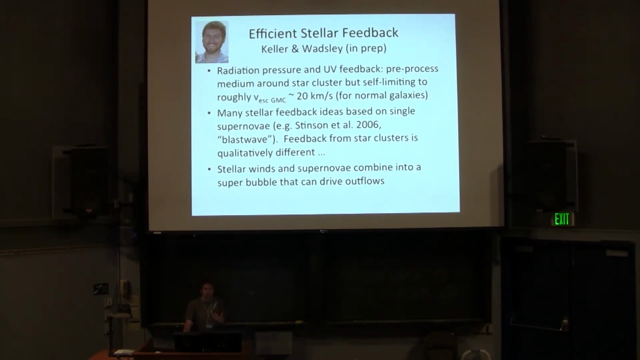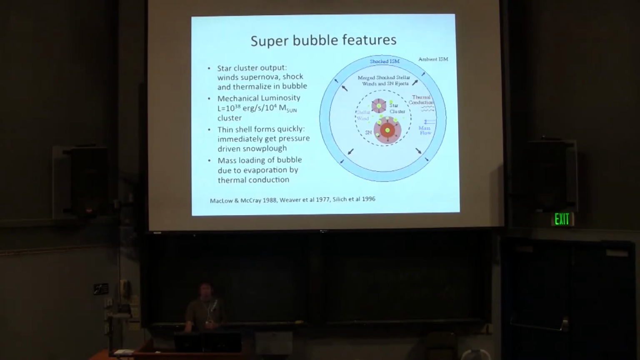But many people who think about feedback think in terms of individual supernovae, whereas when you have a star cluster, what you should really be thinking about is a superbubble. And the superbubble theory has been around for a long time, right? Back in 1988, and going back to Weaver et al. '77 and so on. This is a very well established idea. Essentially, you have a star cluster that is producing both winds and supernovae, and with sufficiently many stars, these things shock and combine and essentially act like a hot thermal bubble.